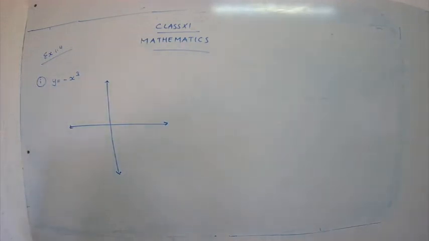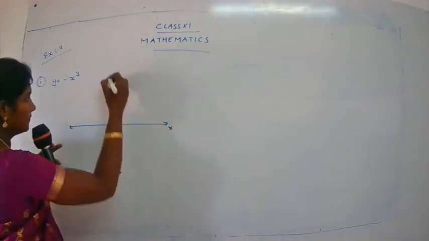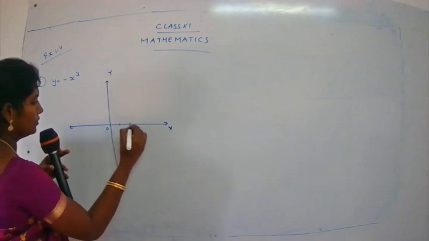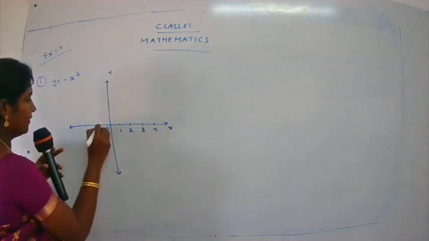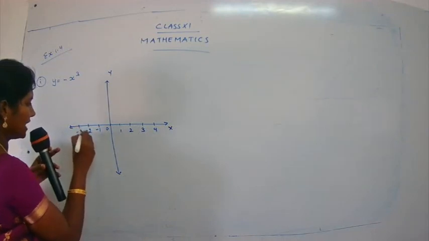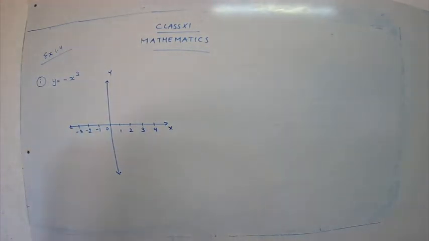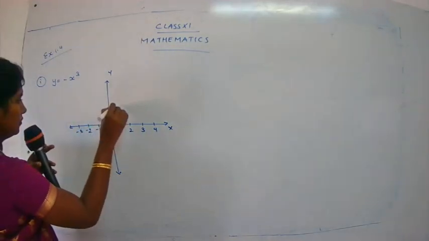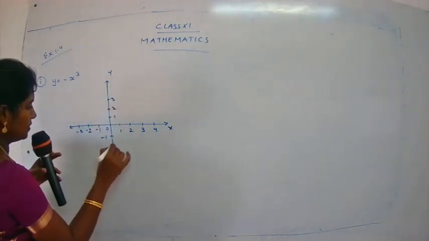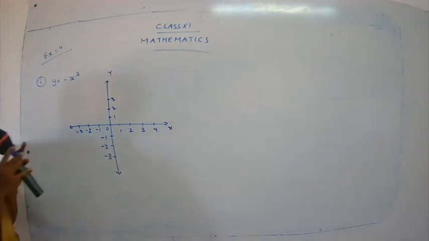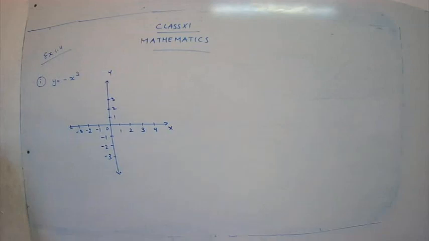So draw the x-axis, y-axis, and plot the points 0, 1, 2, 3, 4. Use your scale to plot the points so that your answers will be perfect, children. You get a neat graph. Then 3, minus 1, minus 2, minus 3. Just plot it. Plot the points, and draw the curve which is given in the textbook. They have given you a curve there.